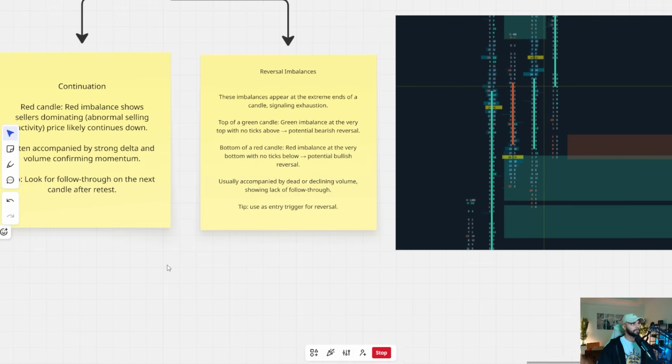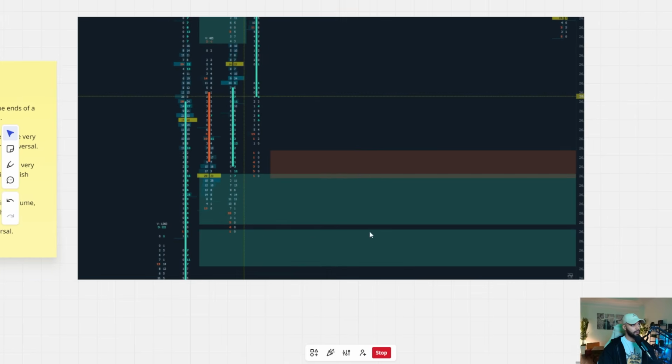Now, the same thing right here. Reversal imbalances are a little bit different. So right here, we have a continuation imbalance and a reversal imbalance. The reversal imbalance will show at the very, very bottom of a candle or the very, very top of a candle, not a single tick going below. This is an example of a great entry trigger because we see a continuation imbalance, then we see us tap the continuation imbalance with the reversal imbalance. So this is a great entry trigger.